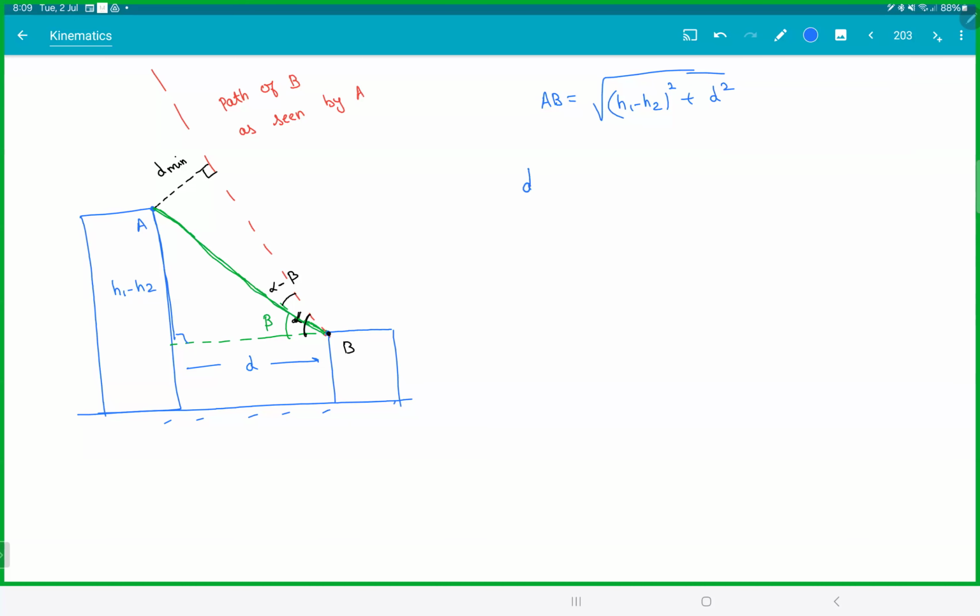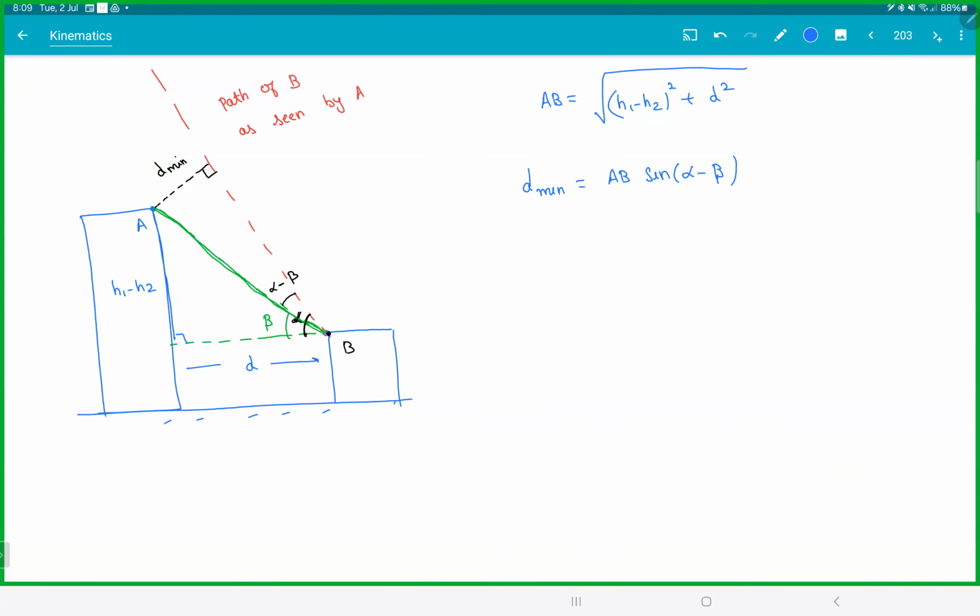And therefore the D minimum will be AB sine (alpha minus beta). Alpha and beta will come from here. Like I said, since I gave everything in variables, it looks complex. If numbers were given, it would have been easy. That's your AB distance and that's your D minimum in terms of alpha and beta.